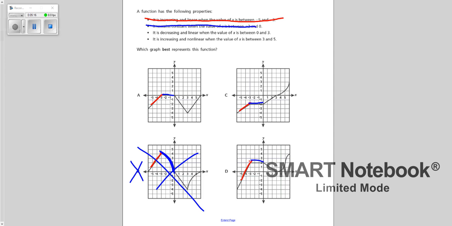I've got a different color. It's decreasing and linear between 0 and 3. Graph A looks good. Graph C is increasing, that's out. And graph D looks good, decreasing and linear. Which brings us to the last one. I'll use green, increasing and nonlinear. Well, graph A is increasing, but that's linear. Graph D, that's increasing and nonlinear. So there's our answer.